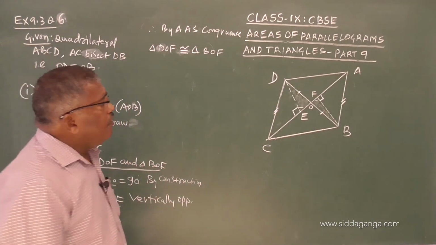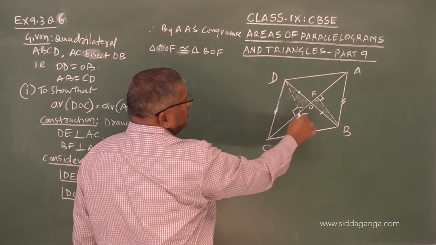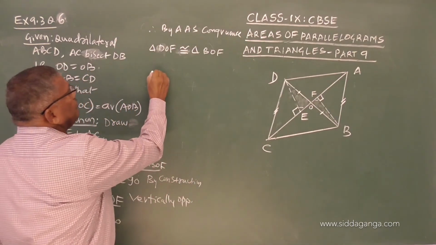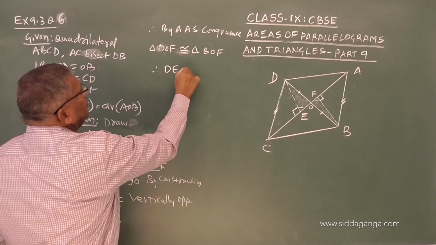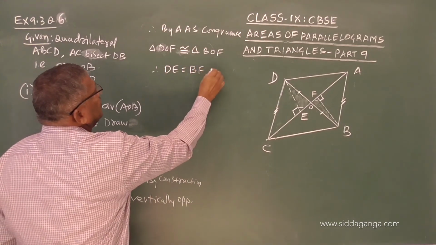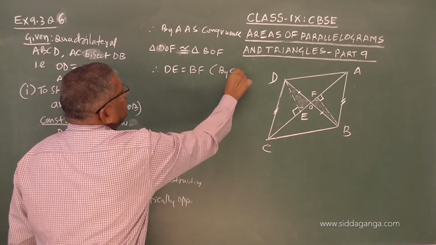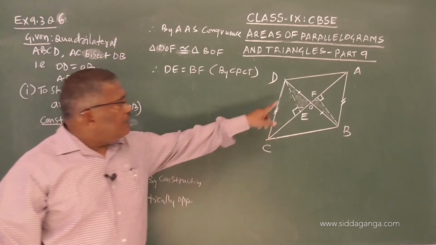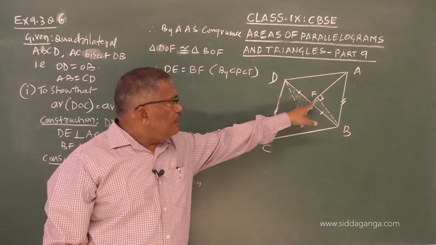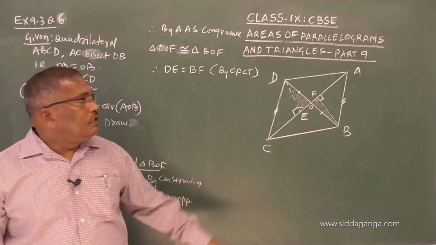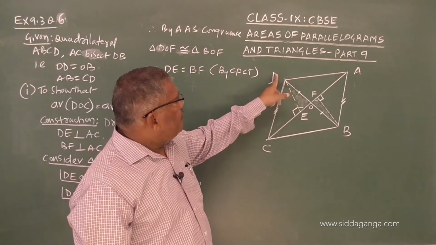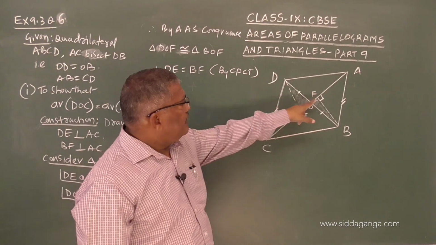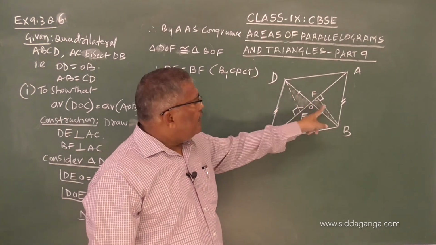Now, when they are congruent, the corresponding sides DE and BF, they are the corresponding sides. Therefore, DE will be equal to BF. It is by CPCT. So, this dotted length, that is altitude, and this altitude BF. So, why do we call it an altitude? It is the perpendicular drawn from point D to AC. This angle is 90 degrees, this is 90 degrees. So, therefore, they are equal.